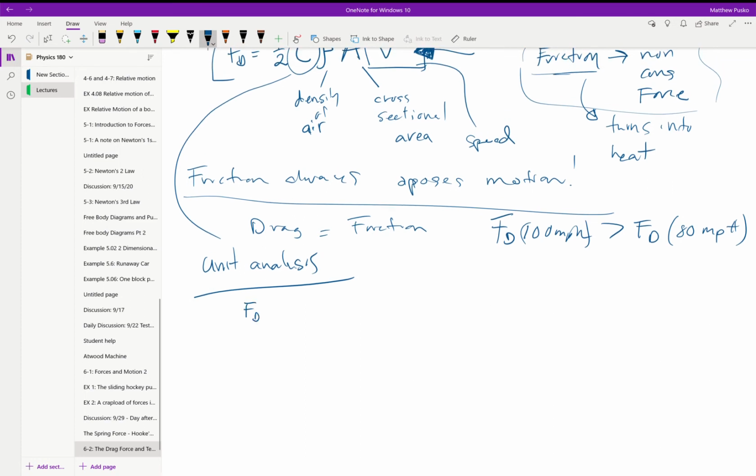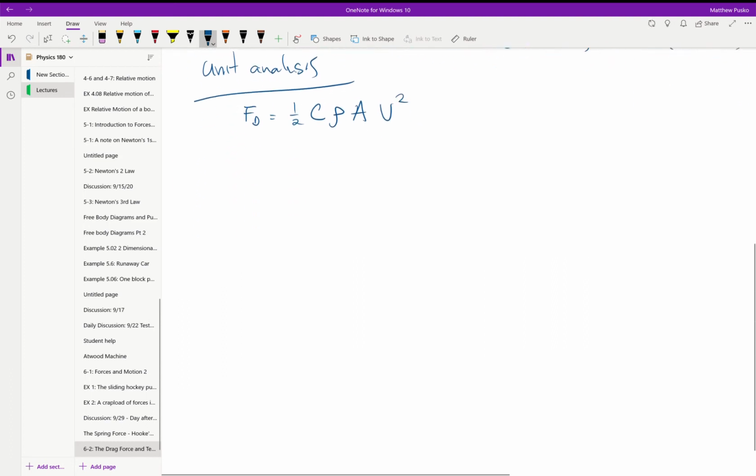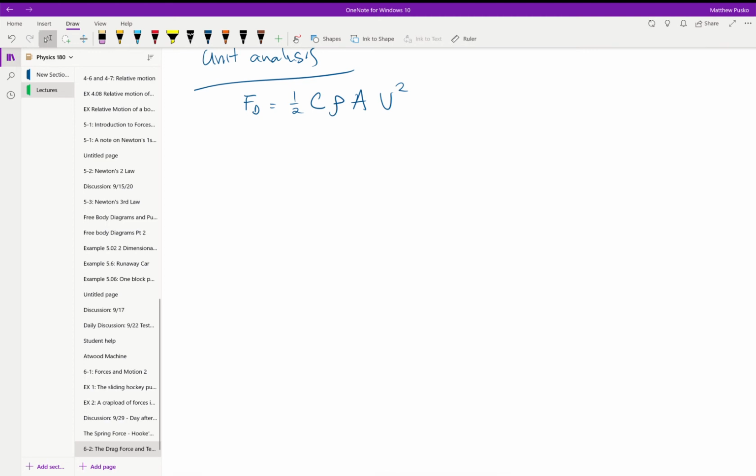I have the force of drag is equal to 1/2 times the coefficient of drag times the density of air times the cross-sectional area times the speed squared. Alright, let's do unit analysis on this. Figure out what units C has. Okay, let's go ahead and just call the force of drag a Newton for right now. Let's see what all this other stuff turns out to for now.